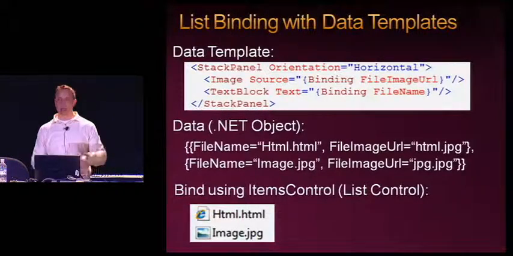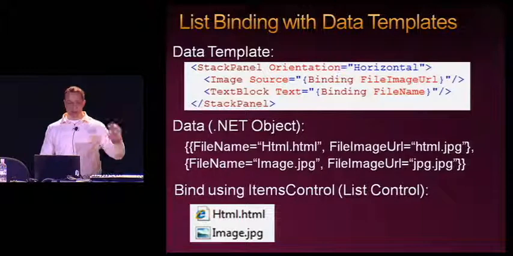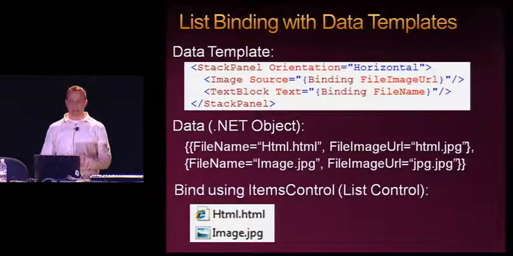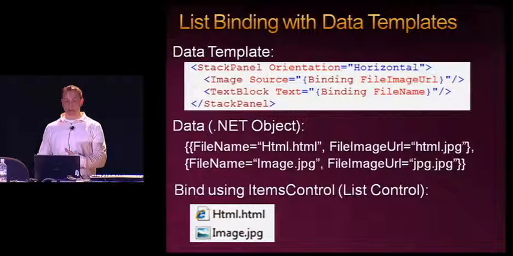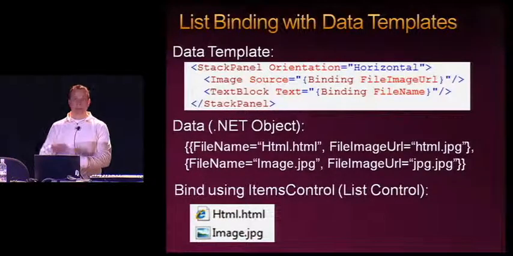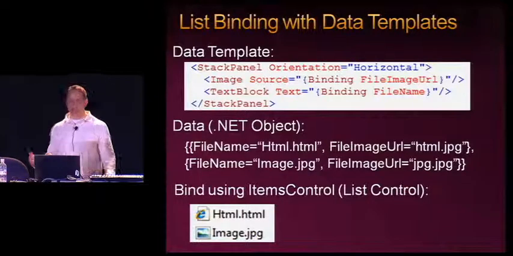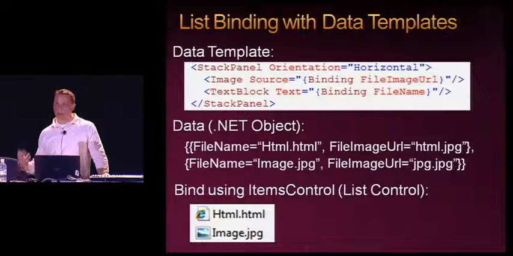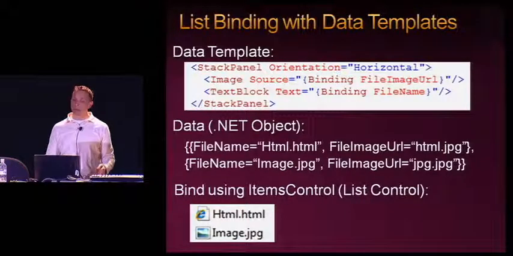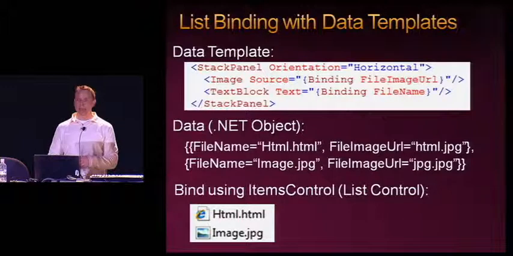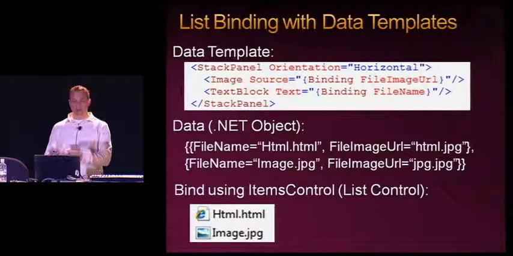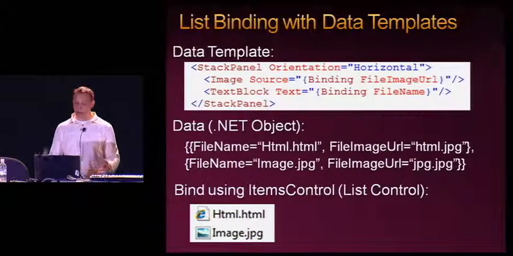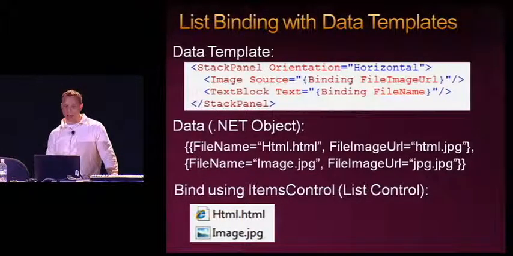Effectively, you can think of it as you have a view and you have your data. In this case, the view is the data template. You have data, which is an array of .NET objects, and you have a workhorse like an items control or a list control that knows how to marry those two together. What the items control does is you give it a data template, and then you give it an item source, which is an array of items, and it says for each of the items in my item source, create one of those data templates. And for each one of those data templates that I instance, set its data context to the item in the list.